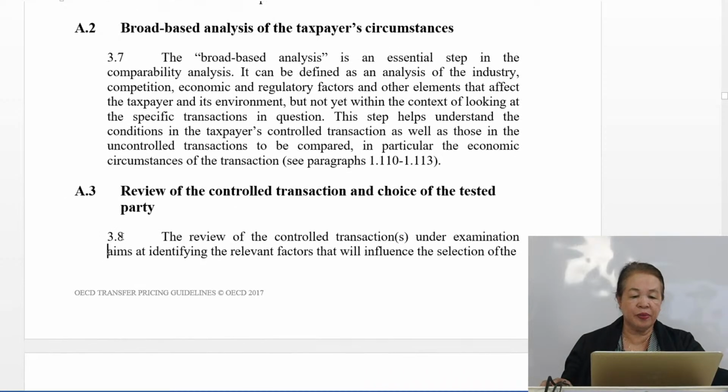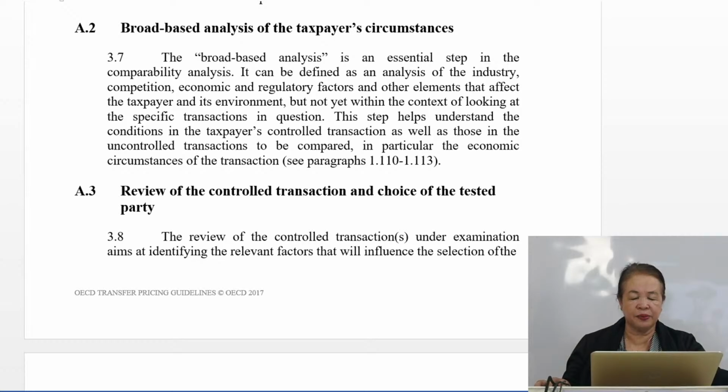Okay, broad-based analysis of the taxpayers' circumstances. The broad-based analysis is an essential step in the comparability analysis. It can be defined as an analysis of the industry, competition, economic and regulatory factors, and other elements that affect the taxpayer and its environment. But not yet within the context of looking at the specific transactions in question.